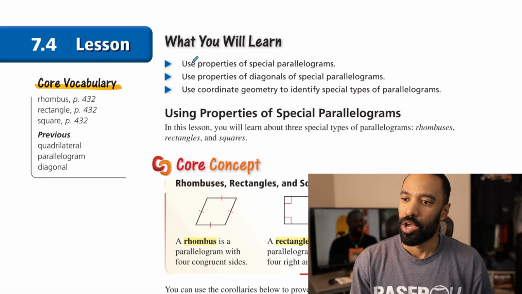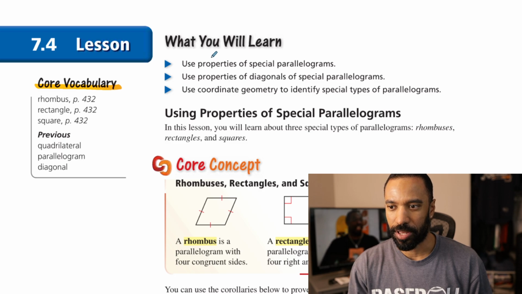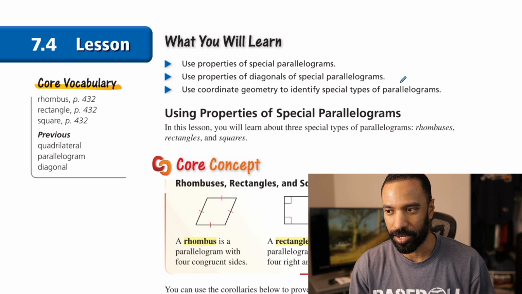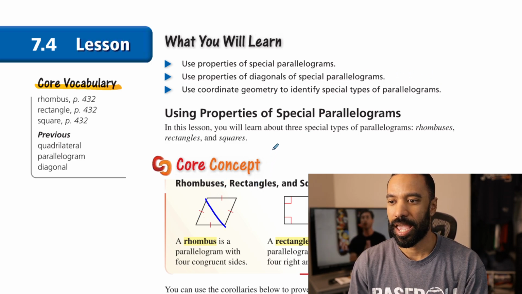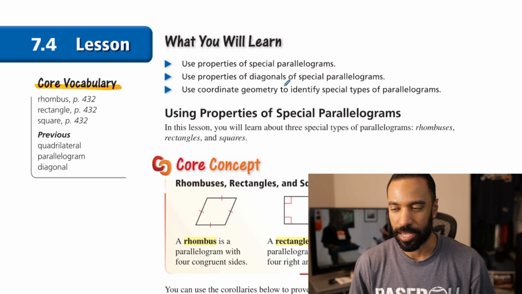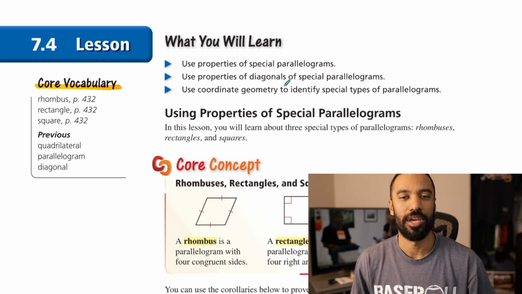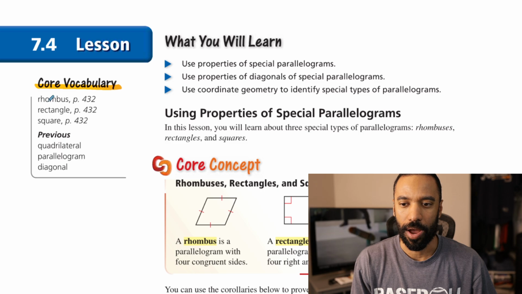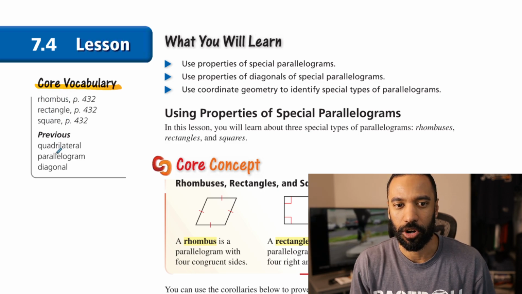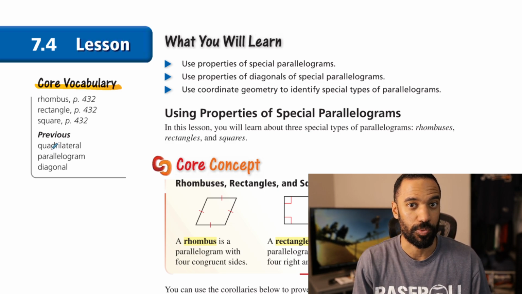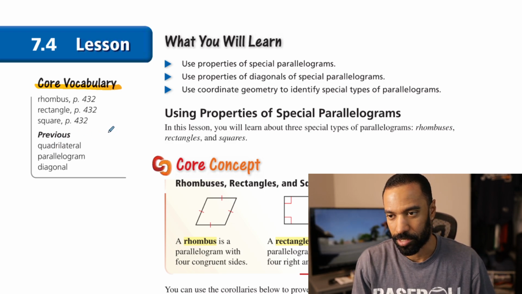Looking at this, for properties of special parallelograms, we are going to use those properties here. We're going to use properties of diagonals of special parallelograms, remember where they connect, and use, looks like coordinate geometry, to identify special types of parallelograms. So be ready for some graph bits. The rhombus, rectangle, and square are the core vocabulary of this one. Quadrilateral, parallelogram, and diagonal are from previous ones, so obviously very, very important.